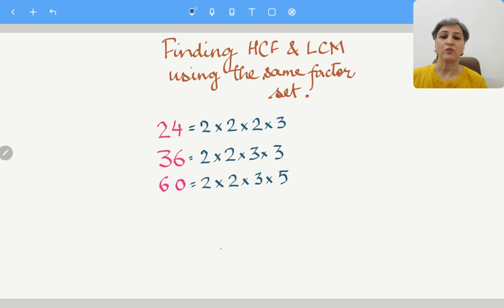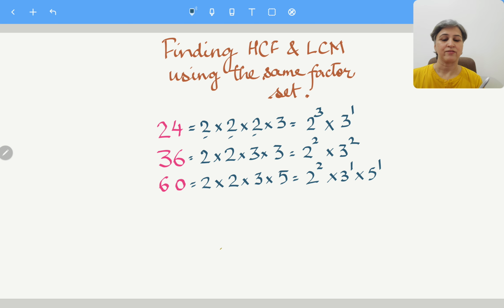Step 2, now we write these prime factors in exponent form. For 24, we can see that we have 2 three times, so we can write 2 to the power 3 and then 3 to the power 1. For 36 we have two 2s, so 2 to the power 2 and 3 to the power 2. For 60 we have 2 to the power 2, 3 to the power 1, and 5 also to the power 1. So step 2, we have written the prime factors in exponent form.